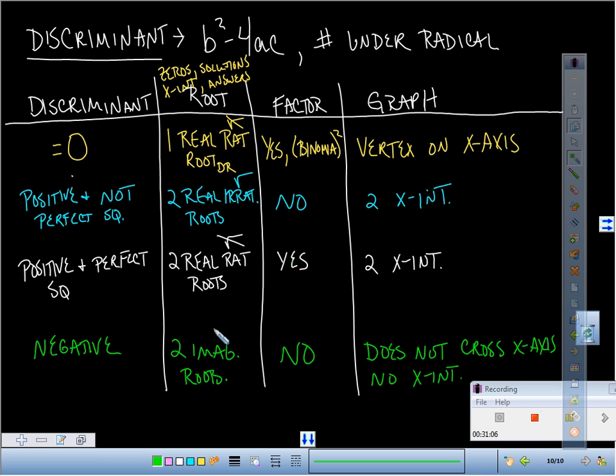7 is my discriminant. Tell me about the root. It's two real irrational. Perfect. See, 7 is positive, not a perfect square, so I have two real irrational roots. Is it going to factor? Yeah. Is it going to cross the x-axis? How many times? Do y'all see with this chart? Y'all listen, you got to know this chart. How do we know that it crosses?